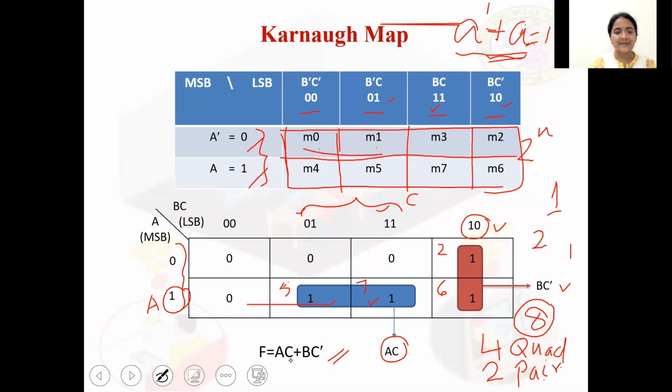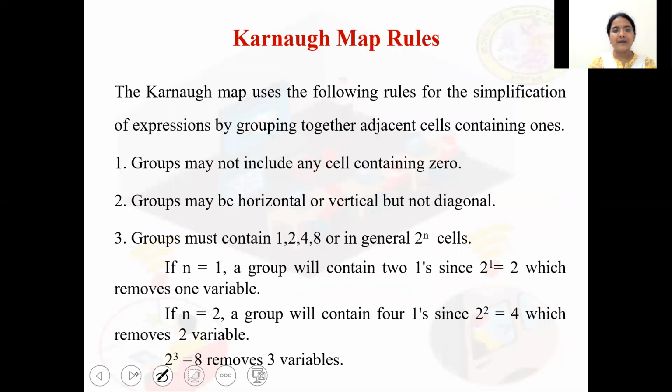Okay, next we have to know the rules while grouping the K-map. We have to group the K-map in such a way that we group only the logical highs. We should not include any cell containing 0 whenever your expression is a sum of product expression. Whenever your expression is product of sum, we have to group only the logical zeros. To simplify an SOP function, we have to group only the logical highs. We should not include a cell containing a 0.